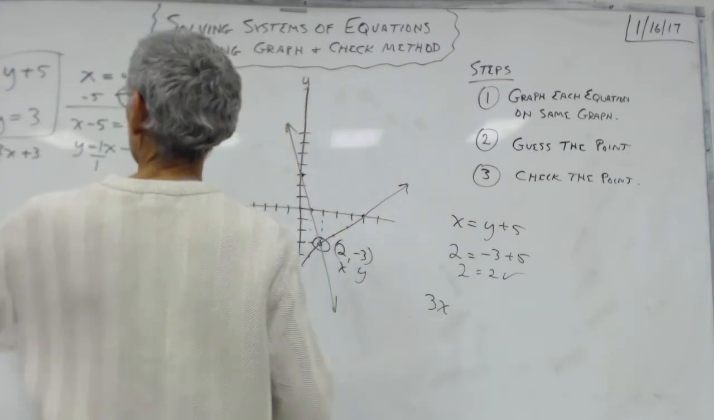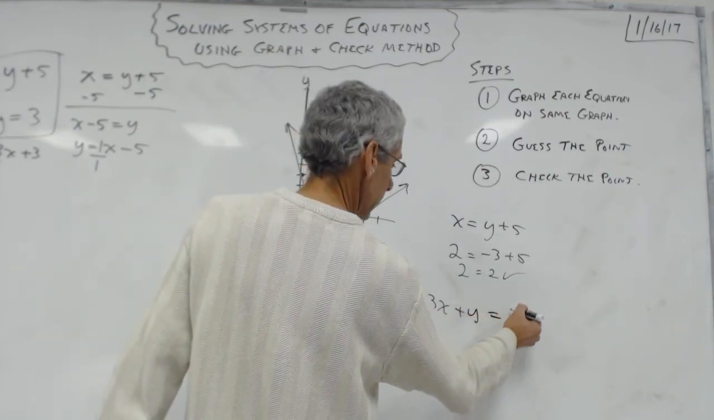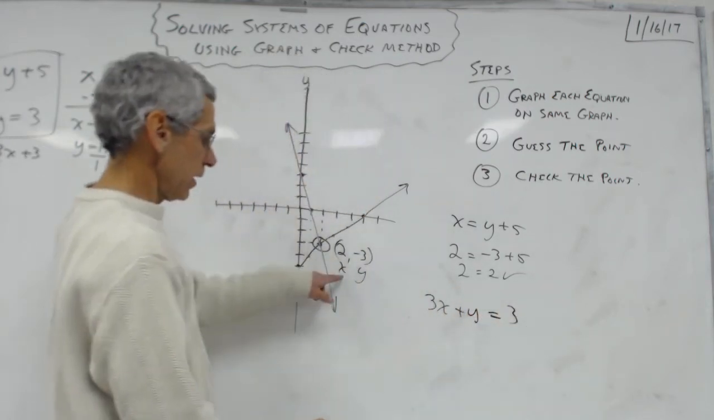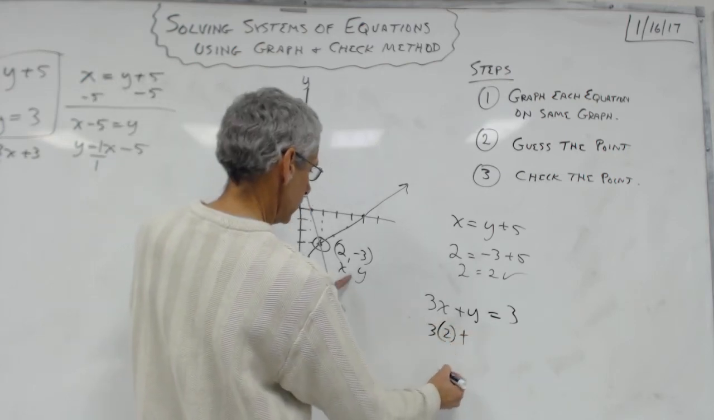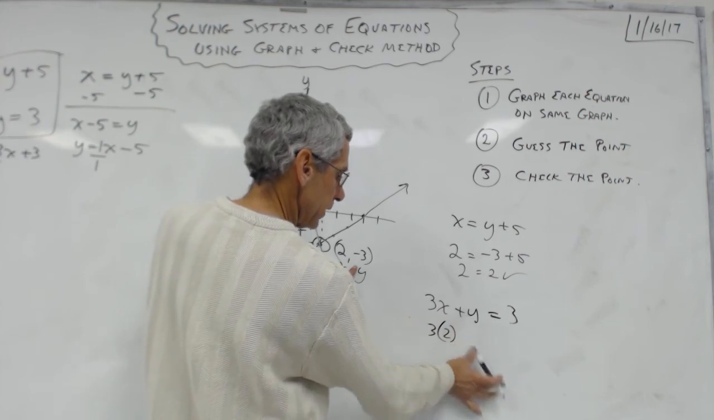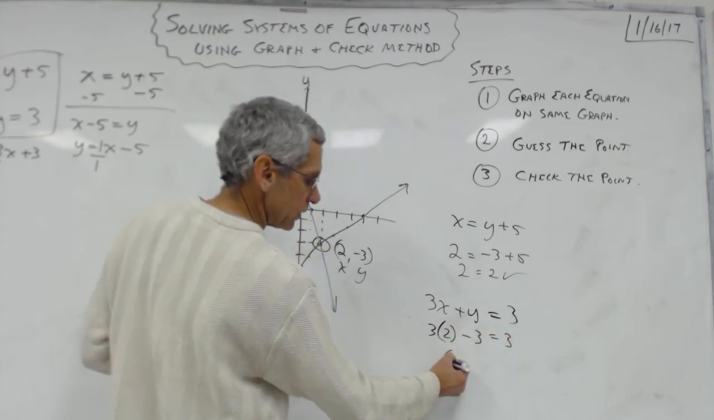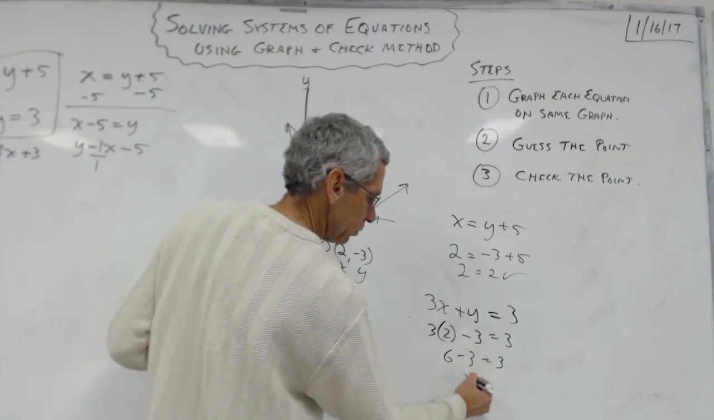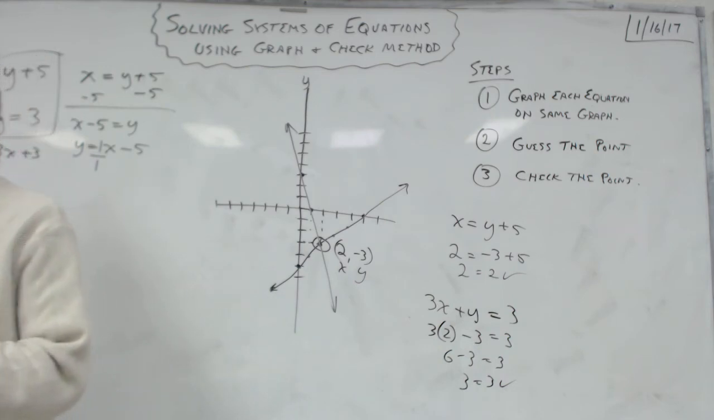So my original equation, 3x plus y is equal to 3. And then my x is 2. Guys, I'm sorry, it's 2. So 3 times 2 plus negative 3 is equal to 3. So 3 times 2 is 6, minus 3 is equal to 3. 3 equals 3. That checks, it works.